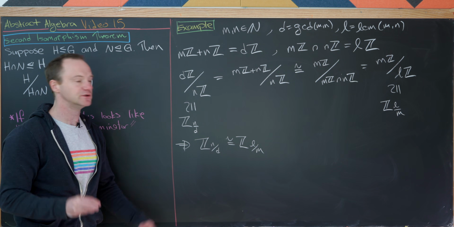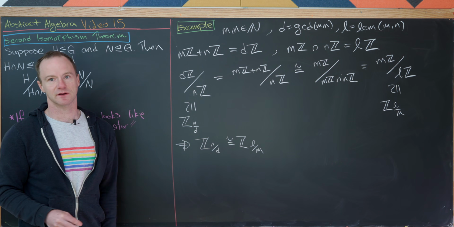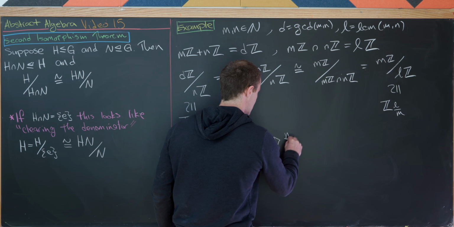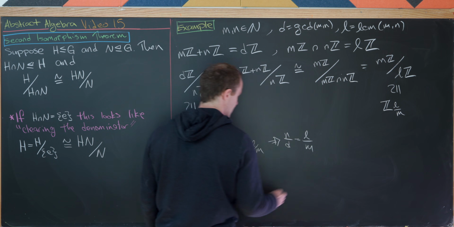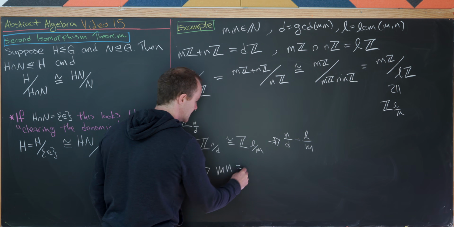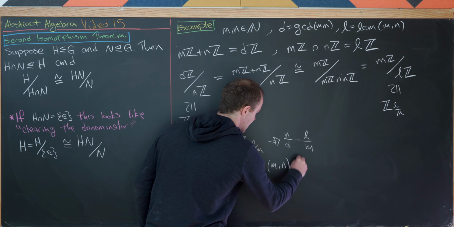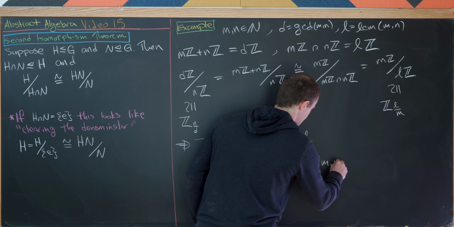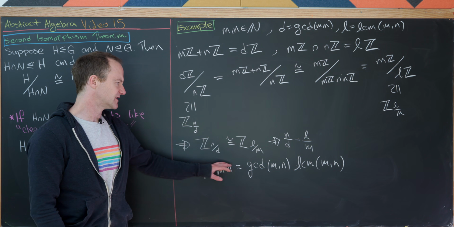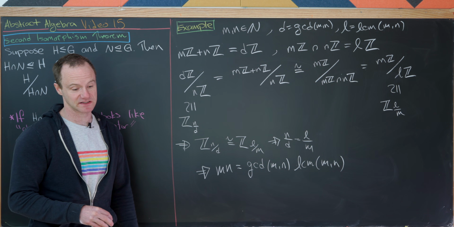But the only way for two z groups like this to be isomorphic is for their subscripts, in essence, to be equal. So that tells us that n over d equals L over m, but then multiplying and rewriting, we see that m times n is equal to the GCD of m and n times the LCM of m and n. Again, because d was GCD and L was LCM. So this is like a nice arithmetic property, maybe proven in the fanciest way possible.